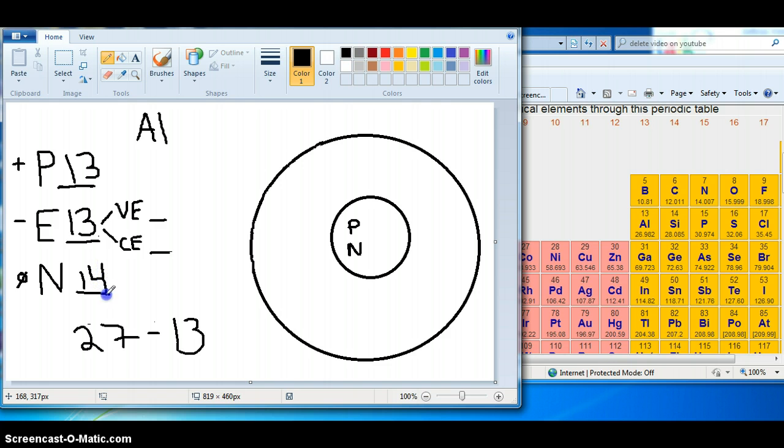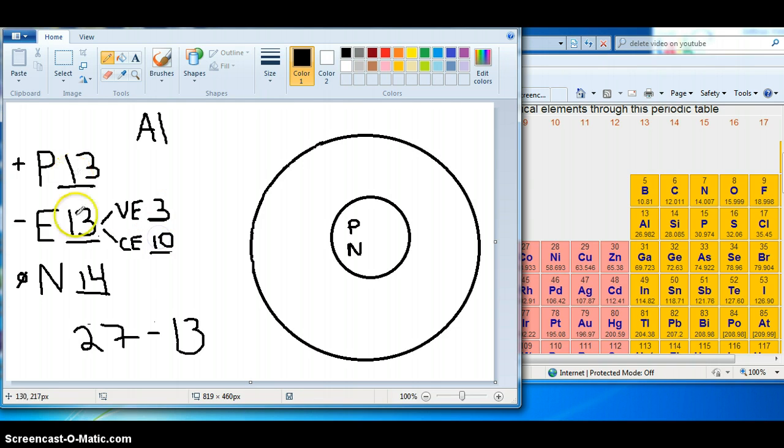Let's go ahead and figure out where our electrons are going to go before we place them in our atom. It is in group 13. That tells us it has 3 valence electrons. 13 total electrons. We've already used 3 as valence. That leaves 10 for the cloud.